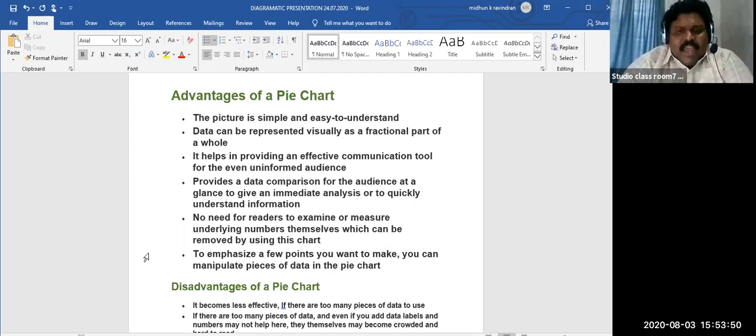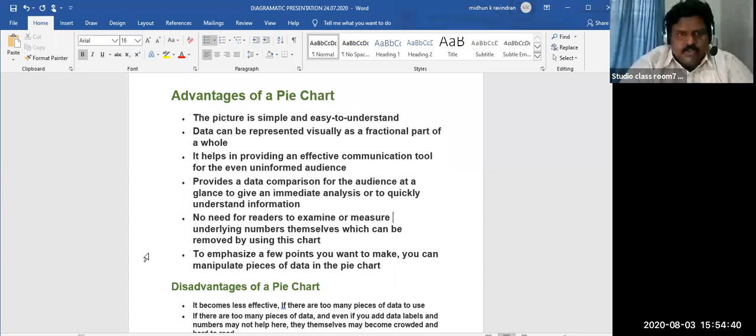It always provides data comparison for the audience at a glance, to give an immediate analysis or to quickly understand information. So within the pie chart, you are easily able to compare different data within one chart. Within one pie chart, fractions are there, right? So you can easily analyze or compare the fractions. As a whole, one pie chart contains different fractions. So the pie chart is helpful for analyzing and comparing different fractions within the same pie chart. Is that clear? Easily we can do that.